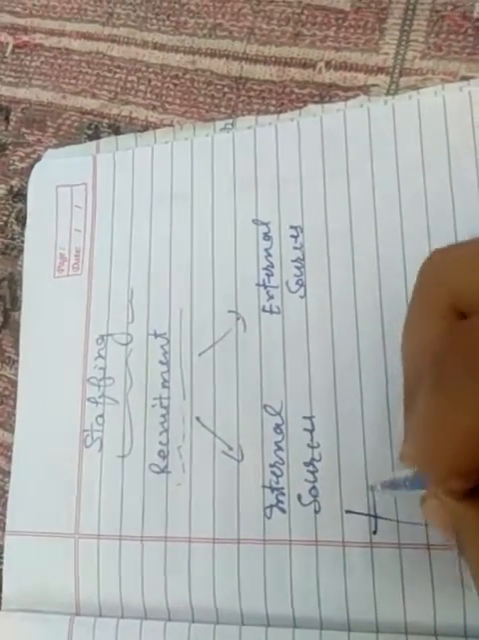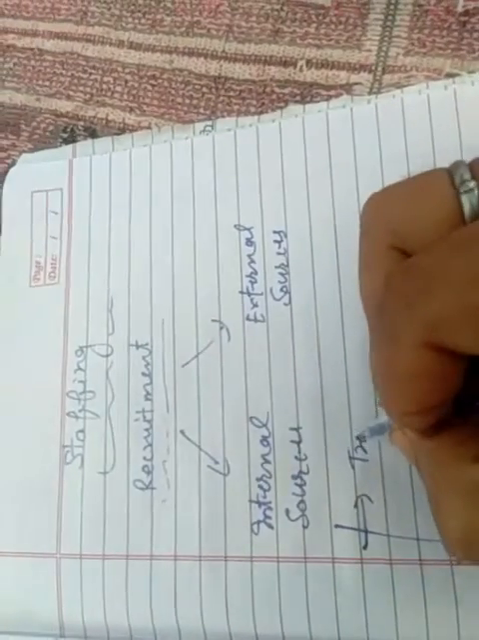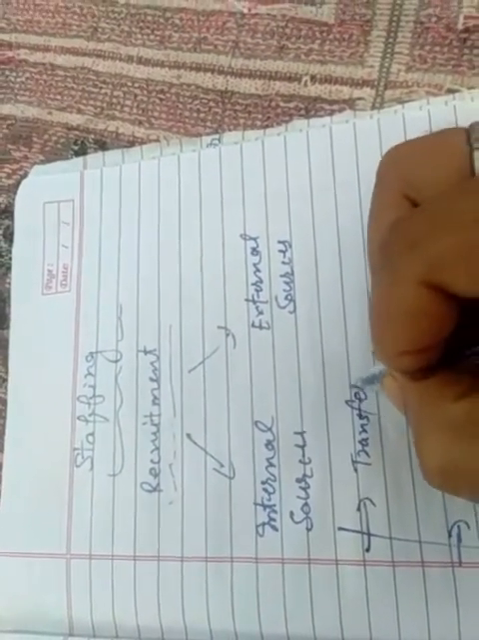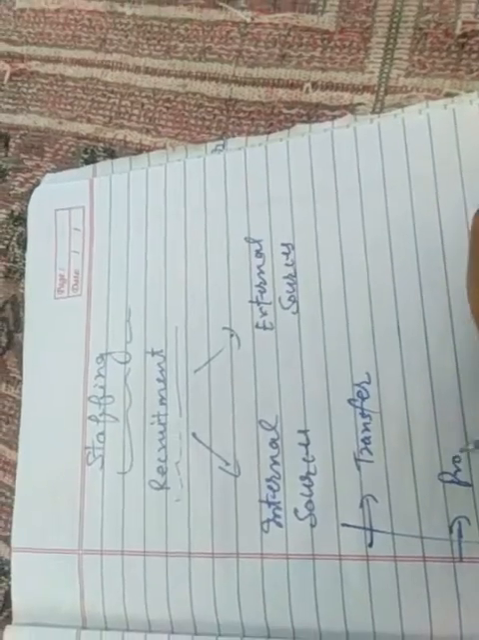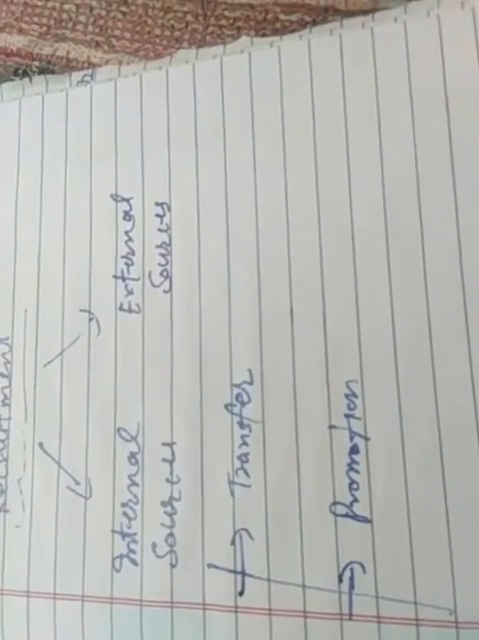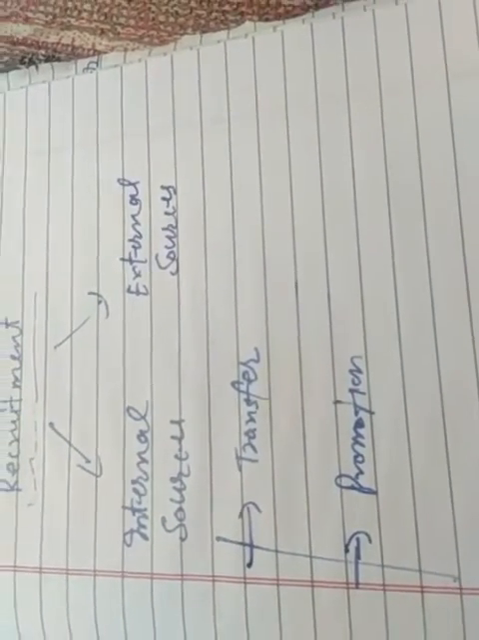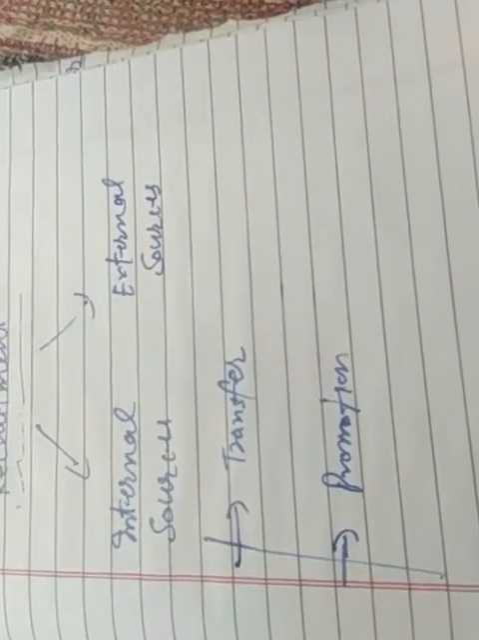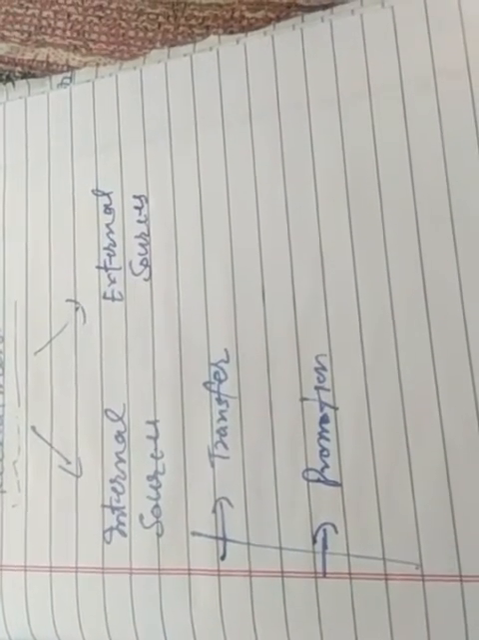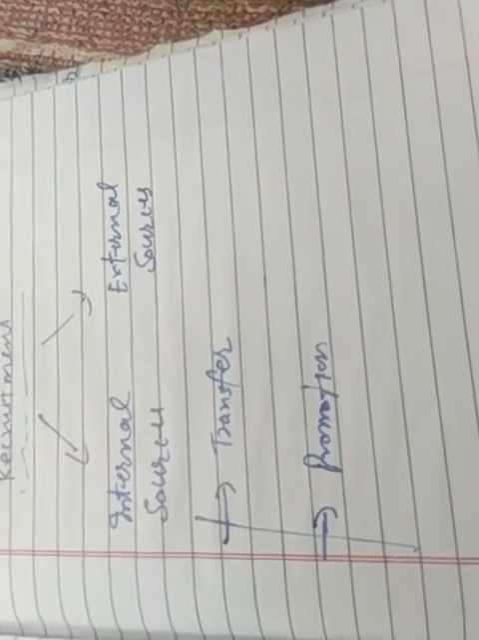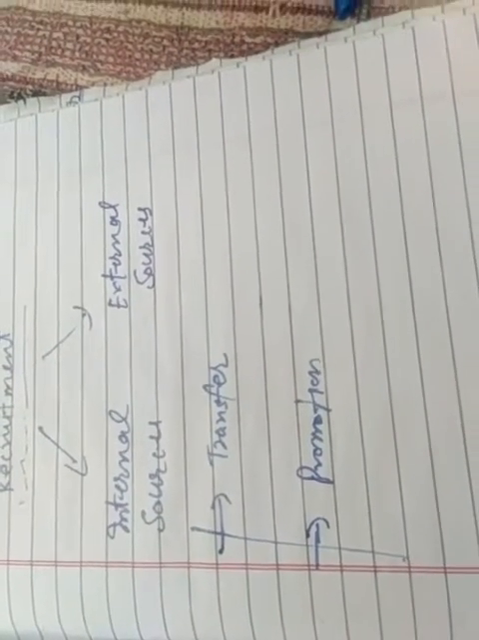If we talk about the internal sources of recruitment, we have only two sources. The first one is transfer and the second is promotion. Internal sources of recruitment are those in which the vacant jobs in the organization are filled from the organization itself, either by transfer or by promotion. So let us discuss these two one by one.